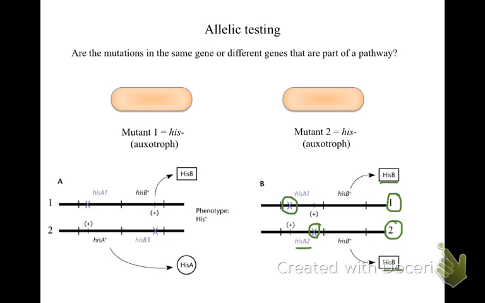Now you can, I think, pretty easily predict what is going to happen when we try to combine those. If we took this region of the genome from mutant 2 and put it on a plasmid and added it back to strain 1, we would make a lot of His B, but we would still not make any His A protein that was functional, so we would end up with a phenotype that is His minus.